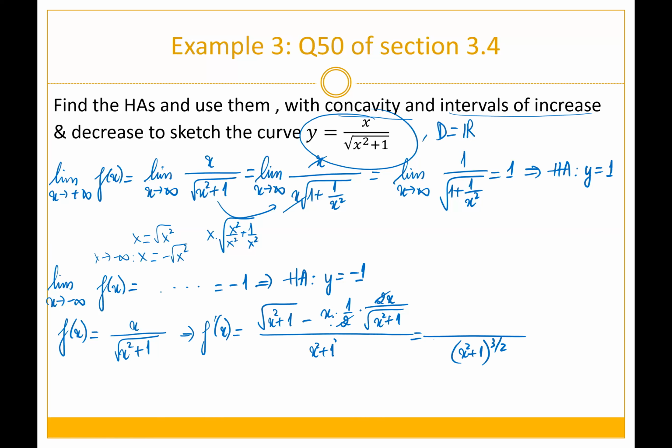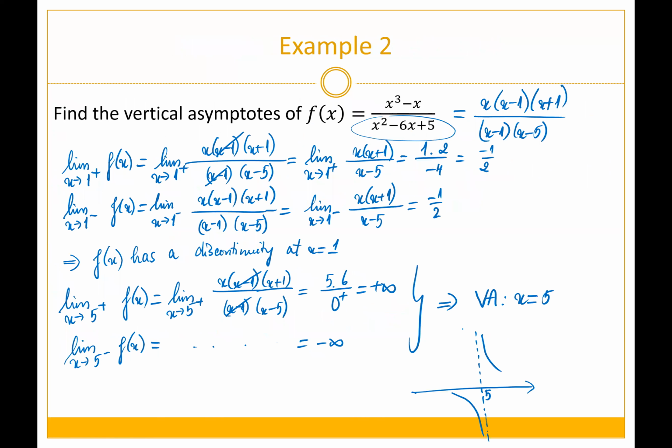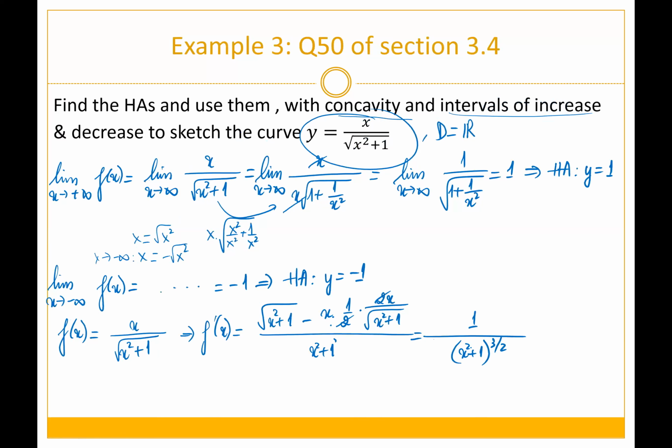Then you're going to have x squared plus 1 minus x squared, which is going to give us 1. And this one, as we said earlier, x squared plus 1 is always positive. So you want to take it to the power of 3 half. It's always a positive number. So 1 over a positive number is always bigger than 0. So it always increases. So the function only goes up and it doesn't fluctuate at all.